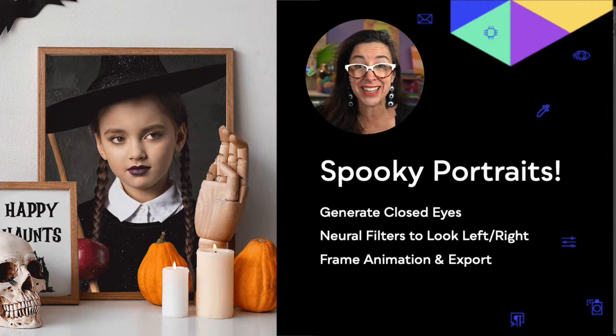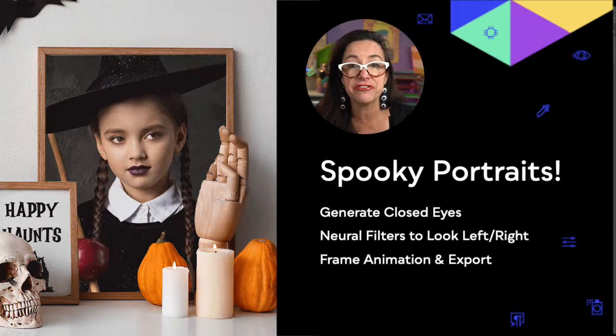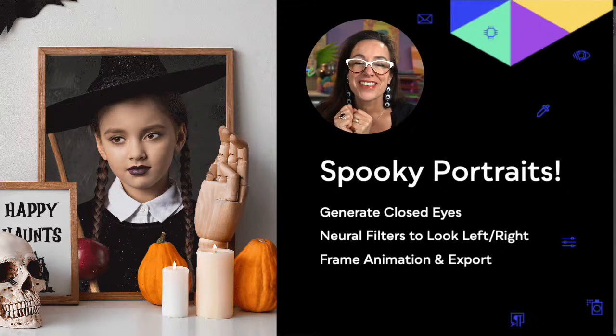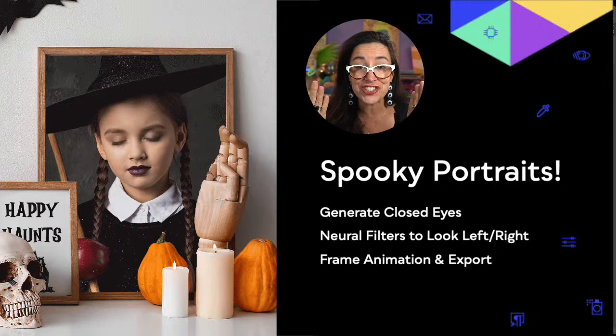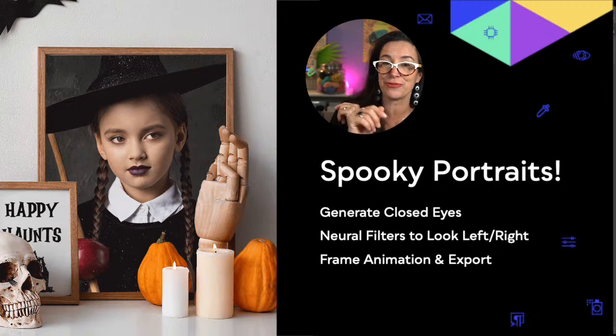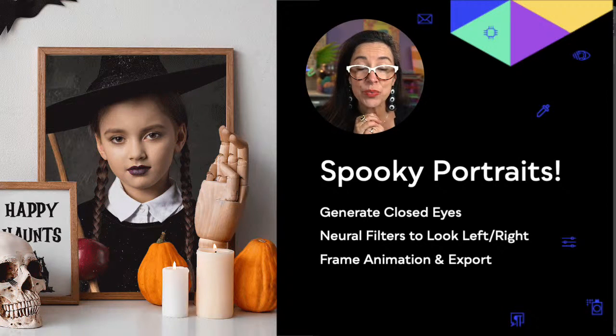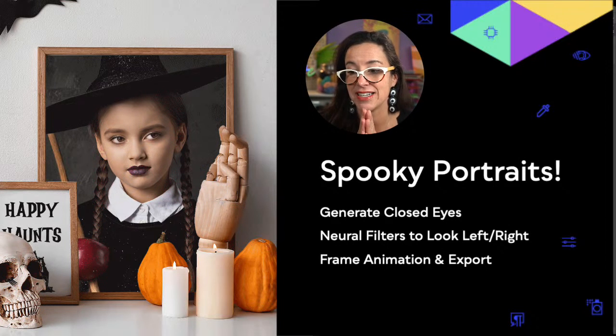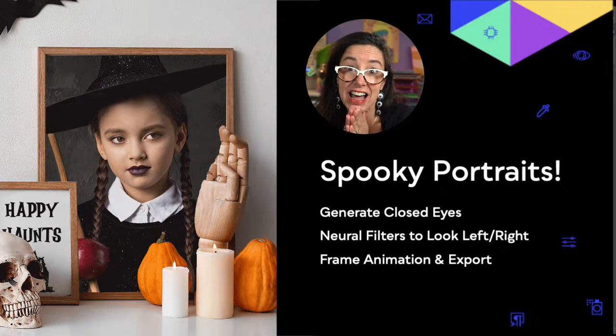So the first thing we're going to be doing is generating the closed eyes. We're just working with a regular portrait. We're going to generate closed eyes using Photoshop's generative fill. Then we're going to be using the neural filters to create a version of the eyes that is looking to the left and another version that's looking to the right. And then we're going to use Photoshop's frame animation timeline to make it look like it's haunted, like it's alive.